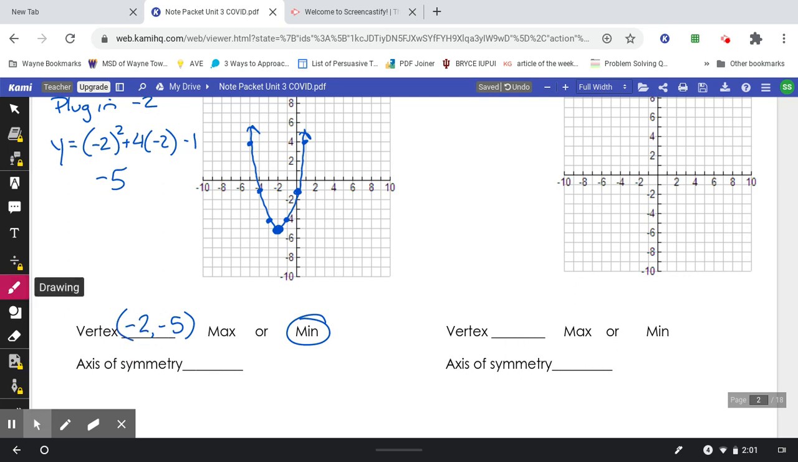Axis of symmetry is what the line is. It's going to cut this graph right down the middle. So it's always going to be kind of going through the vertex. And it cuts through the x-axis at negative 2.